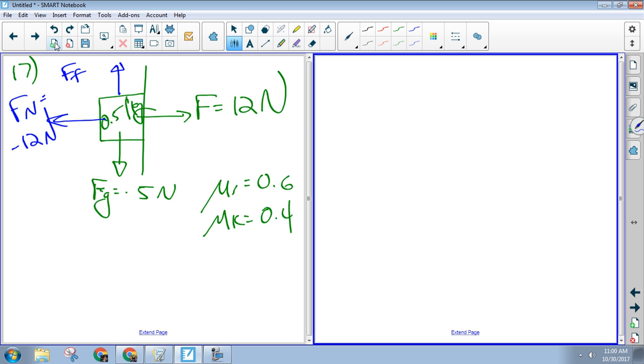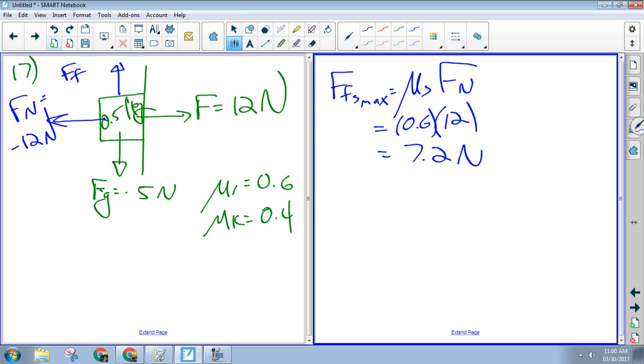All right, so let's see. Part A, will the block move? What should I figure out? Let's find our maximum static friction, right? If you don't know if the object is moving, see if there's enough force to overcome the static friction. So our force of static friction max is our coefficient of static friction times our normal force. The coefficient of static friction is 0.6. Our normal force is 12. Multiply this, you get 7.2 newtons.